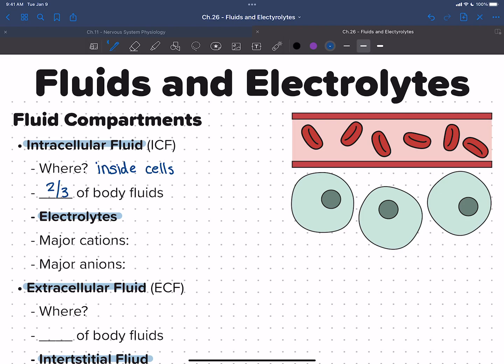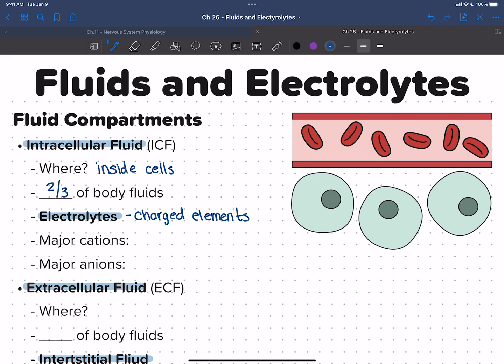So first off, just a reminder of what an electrolyte is. An electrolyte is some sort of compound that dissociates into ions. So electrolytes essentially are ions, right? They are going to be charged. They can be either positively charged or negatively charged, all right? And we'll talk about some examples. So these are going to be charged elements, right, or ions.